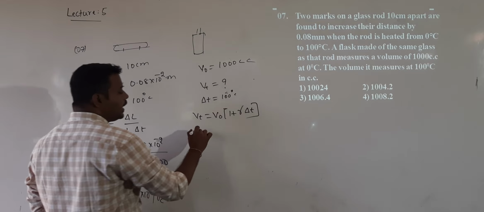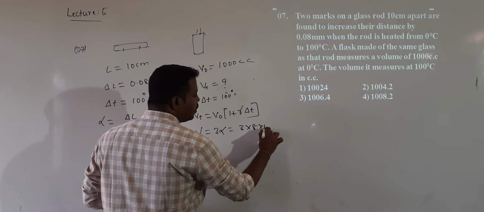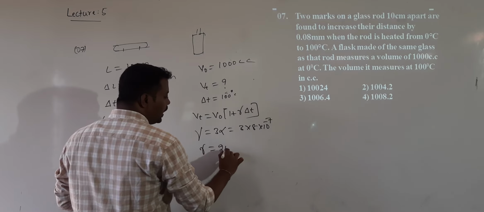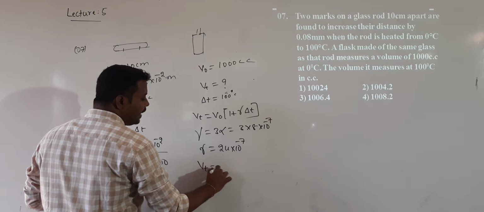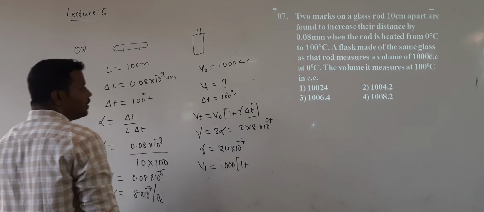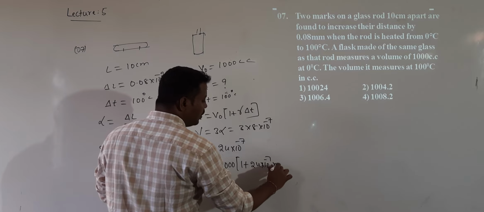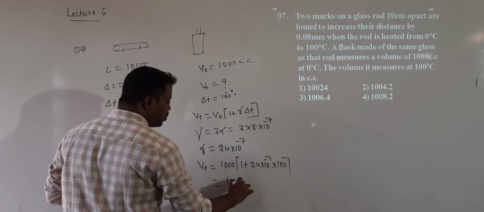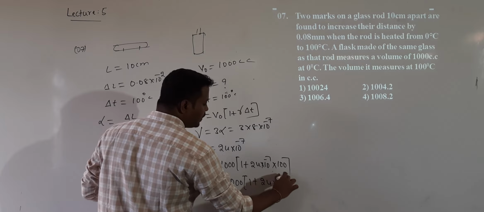Then how can I calculate the gamma value? Gamma is equal to 3 into alpha. That is 3 into 8 into 10 power minus 7. Correct? So gamma value will be equal to 24 into 10 power minus 7. When I have the gamma value, can I calculate Vt? Vt is equal to V0, the V0 value is 1000, into 1 plus gamma, 24 into 10 power minus 7, into delta T given as 100. So I will get 1000 into 1 plus 24 into 10 power minus 5.